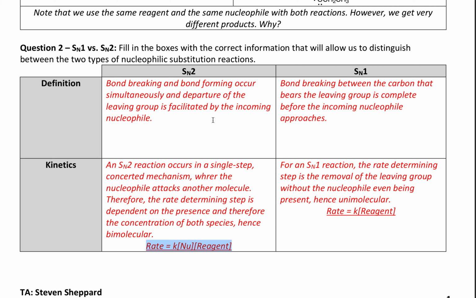So if you wonder why we have the number 2 after an SN, that just means bimolecular. So there's a nucleophile and a reagent. Those are two species, hence bimolecular. So it's a nucleophilic substitution reaction. More specifically, it's bimolecular. So you need that nucleophile and you need that reagent.